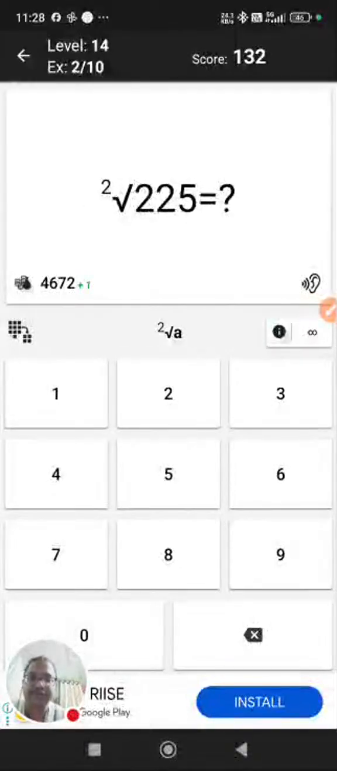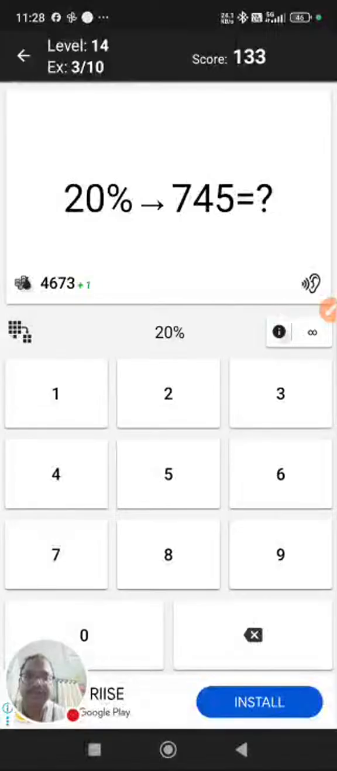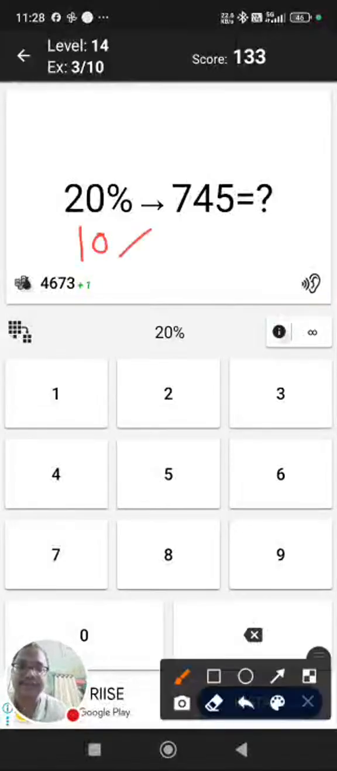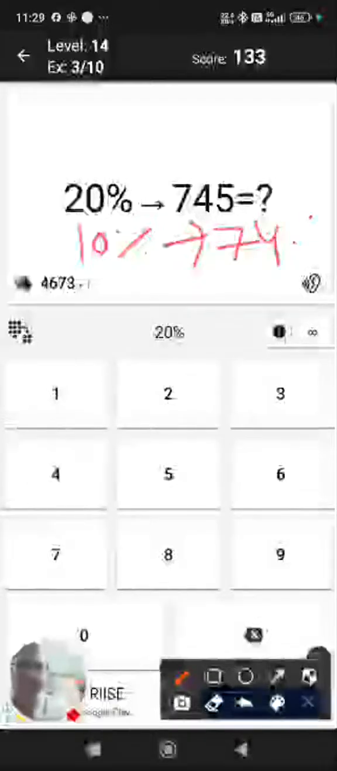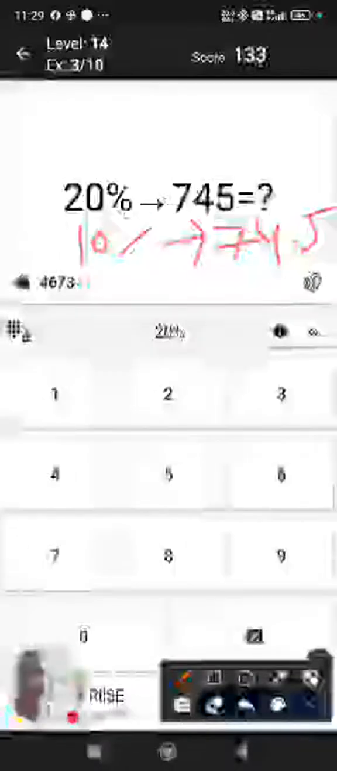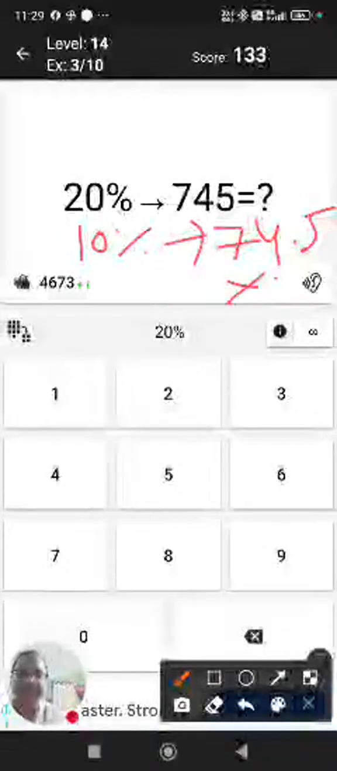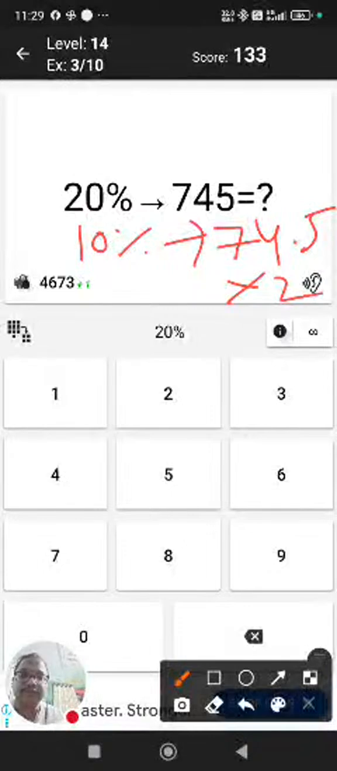Next, root over 225, which will be 15. 20%. 10% value will be 74.5. So 20% value will be into 2 times. So 74.5 into 2 times. 74 2 times will be 148. 148 plus 1, 149.